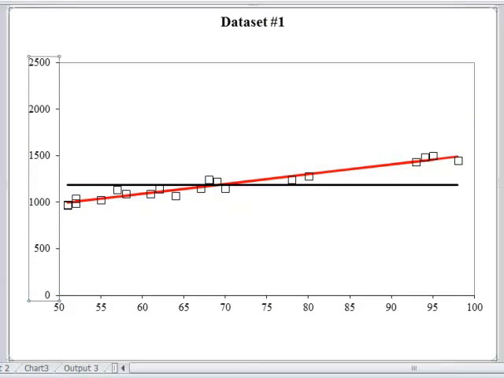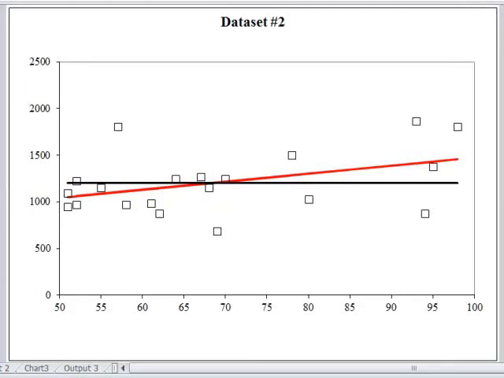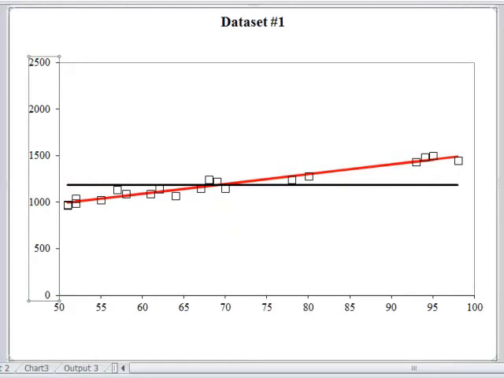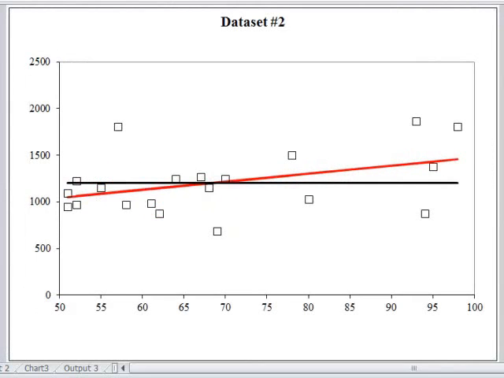Now let's look at the plot for data set number 2 compared to data set number 1. In data set number 2, notice my regression line has about the same slope, but the data are scattered much more highly above and below the line. And if you look at this, it's really hard to see, even just looking at the data, that there's an upward sloping line.